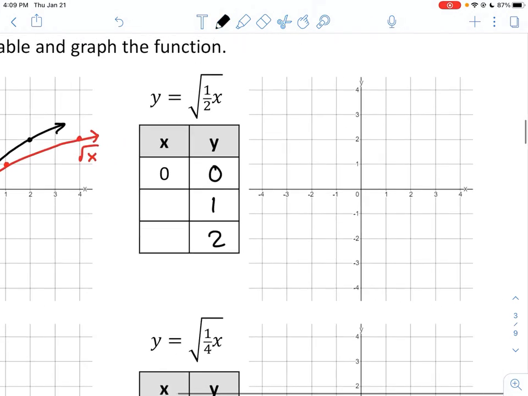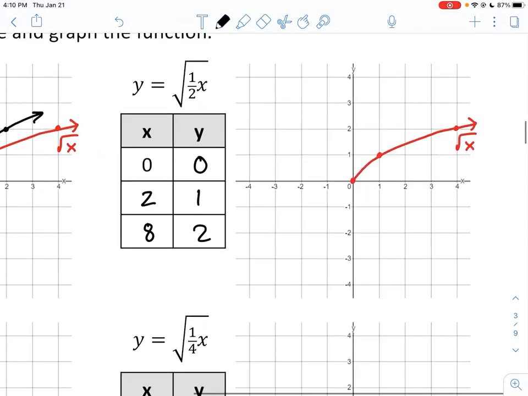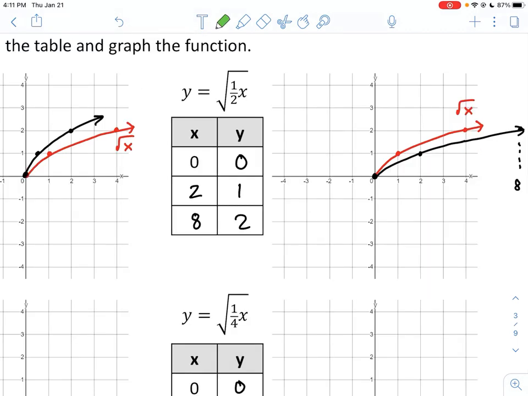Okay, let's look at this one here. In order to get an output of 1, I need what's inside here to be 1. So I need the x to be 2. In order to get an output of 2, I need what's in here to be 4. So I need the x to be 8, because half of 8 is 4. So we now are going through (0, 0) still, (2, 1), and then (8, 2), which is off of my scale. We'll just pretend it's over there.